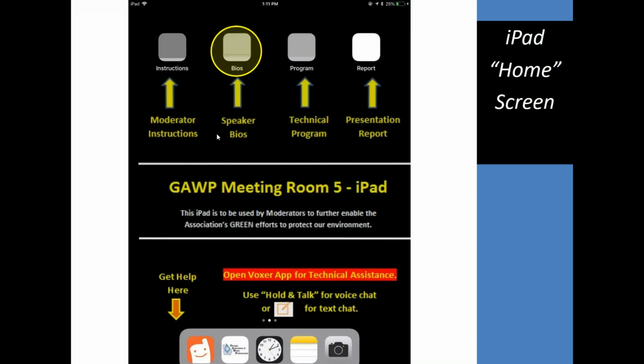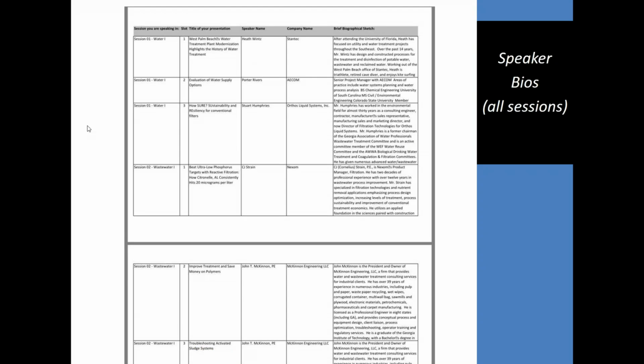Once you're familiar with that, the next one, and probably the most popular, is the bios button. These bios are slightly different from the ones we did on paper, because with the paper version you only received the bios of your session. When you click on this bio button, you will see the entire list of bios for the entire conference. So you have to scroll down to your particular session to find the bios for the session you're moderating.